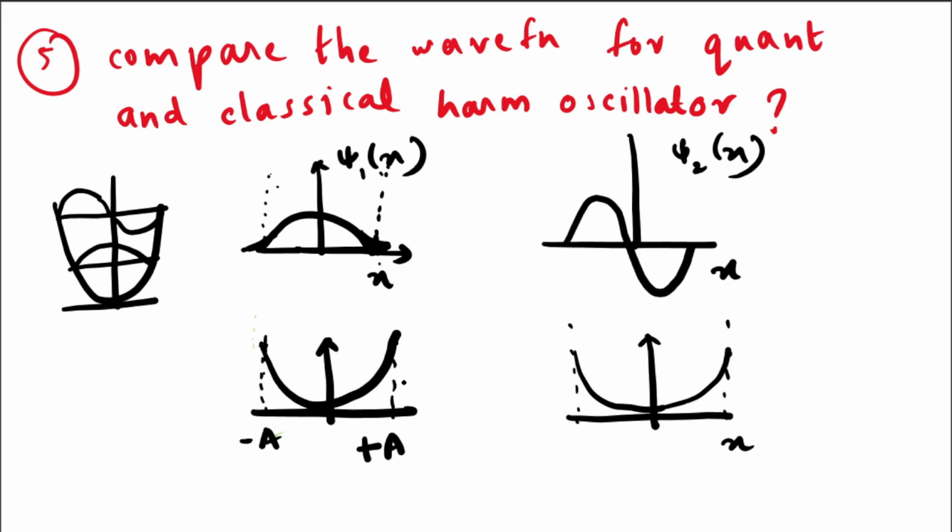You have to understand that there are limits outside which the particle cannot be seen. For the classical harmonic oscillator, there are finite limits plus A and minus A. Outside of this region, the particle cannot exist. According to classical theory, it cannot be seen. These are forbidden regions. But here, there is a finite probability for the particle to be seen outside, within the forbidden region, outside of plus and minus A. So that's the main difference.